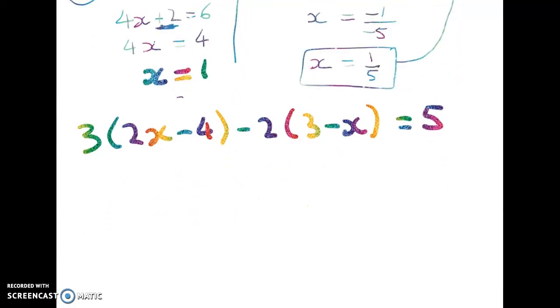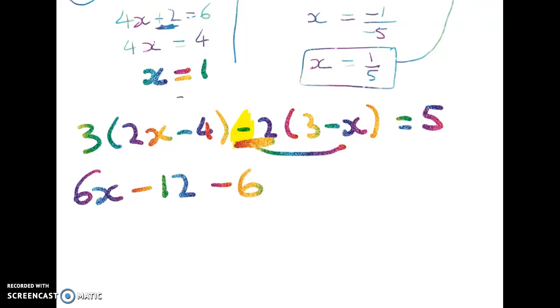Now the method here is pretty similar to what I used before. I'm going to expand out the brackets, but there's one place I've got to be super careful, which is here where I've got this negative sign. So looking at this, I'm going to have 6x minus 12 minus 6. Right, now here's the tricky bit that people forget all the time. A negative times a negative is a positive. So it's negative 2 times negative x, and that gives me plus 2x.